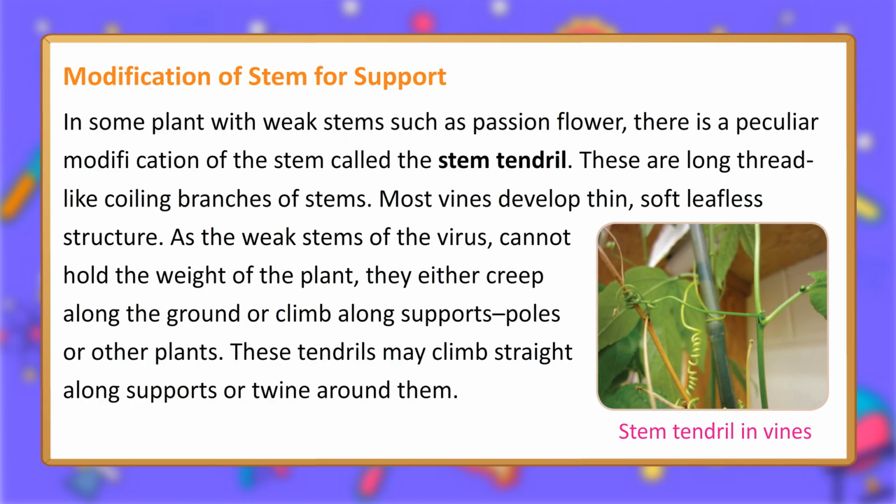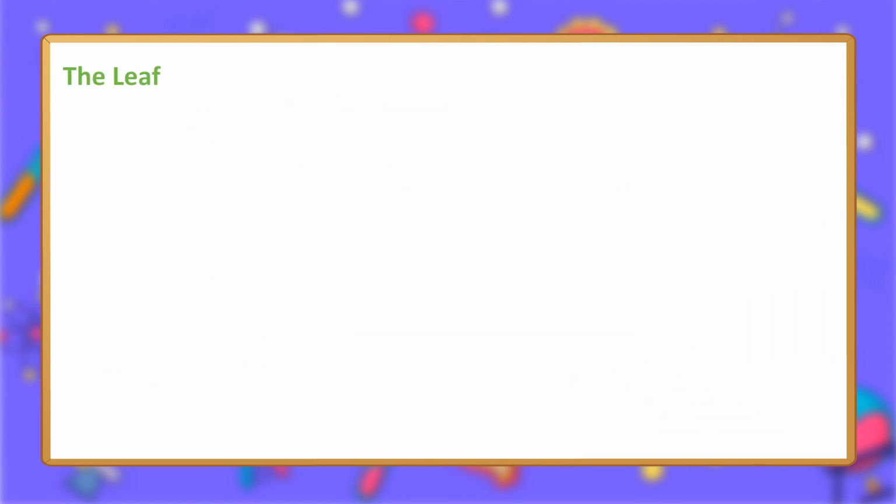As the weak stems of the vines cannot hold the weight of the plant, they either creep along the ground or climb along supports, poles or other plants. These tendrils may climb straight along supports or twine around them. Stem tendril in vines.